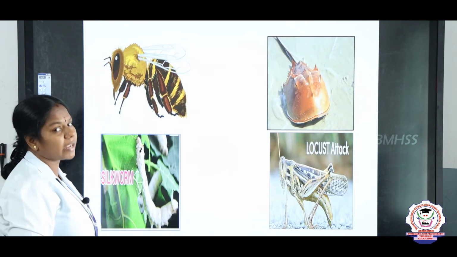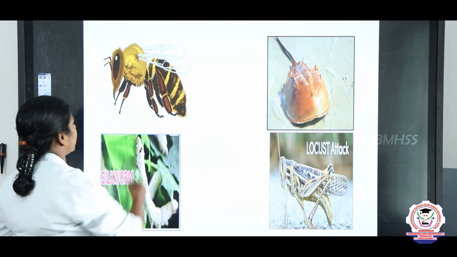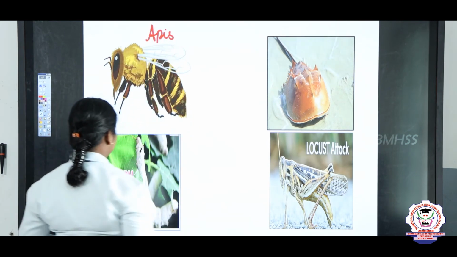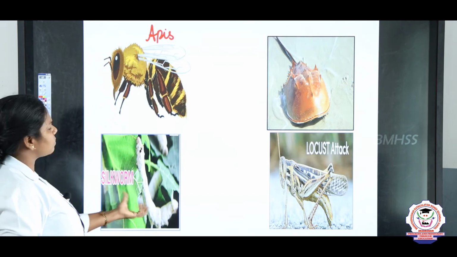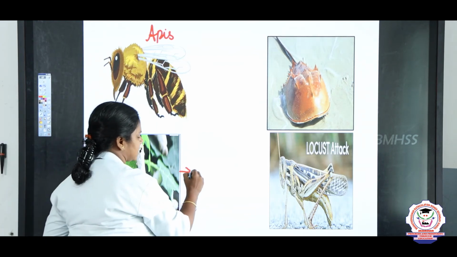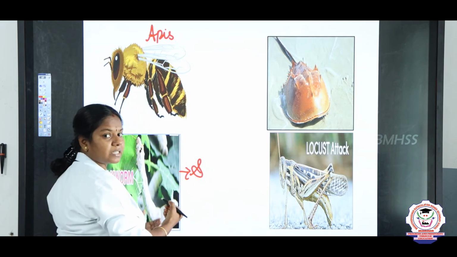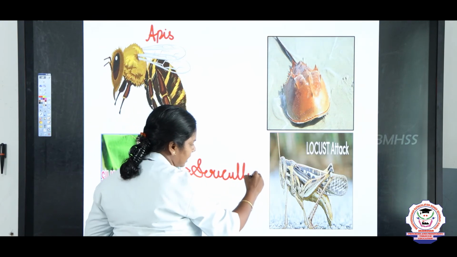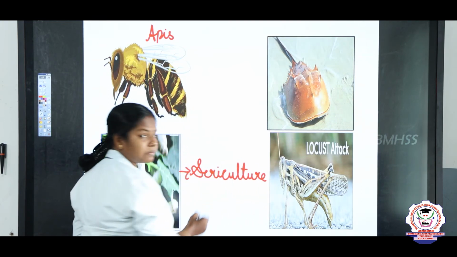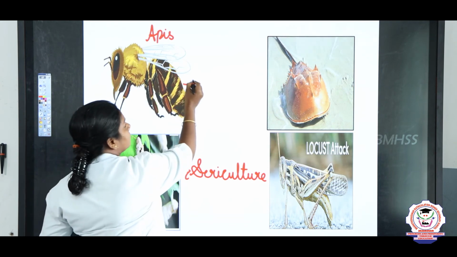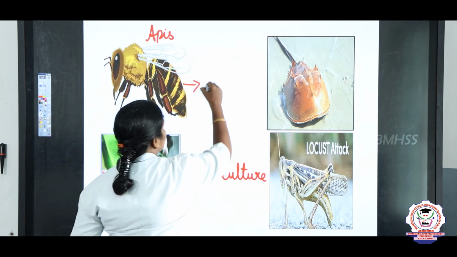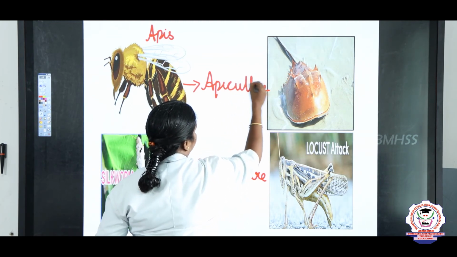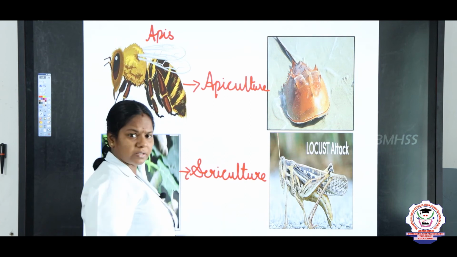Some of the economically useful insects are, first one is honeybee, Apis, honeybee, right, and silkworm. What is the use of silkworm? It is used in sericulture, right? Pattupuchi valarpu we say, sericulture. From there, by sericulture we can obtain silk, right? And the rearing of honeybees we call apiculture, theni valarpu, apiculture, right.